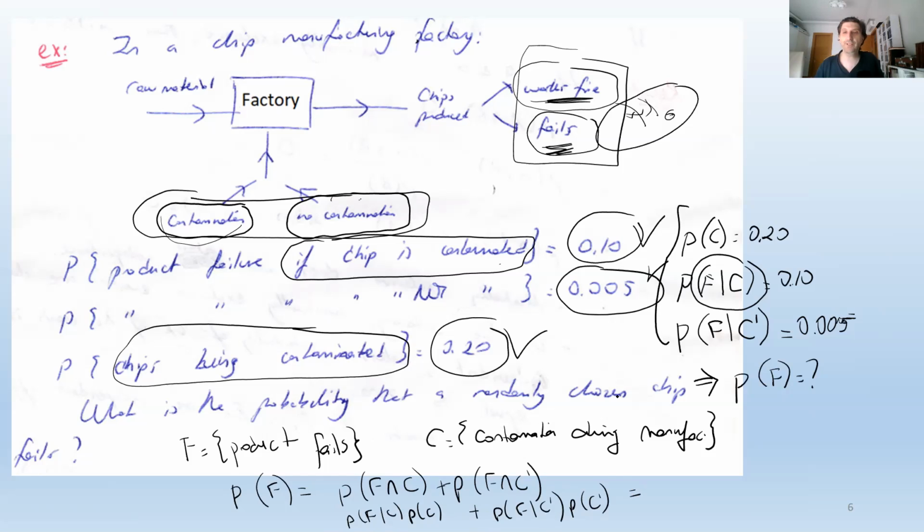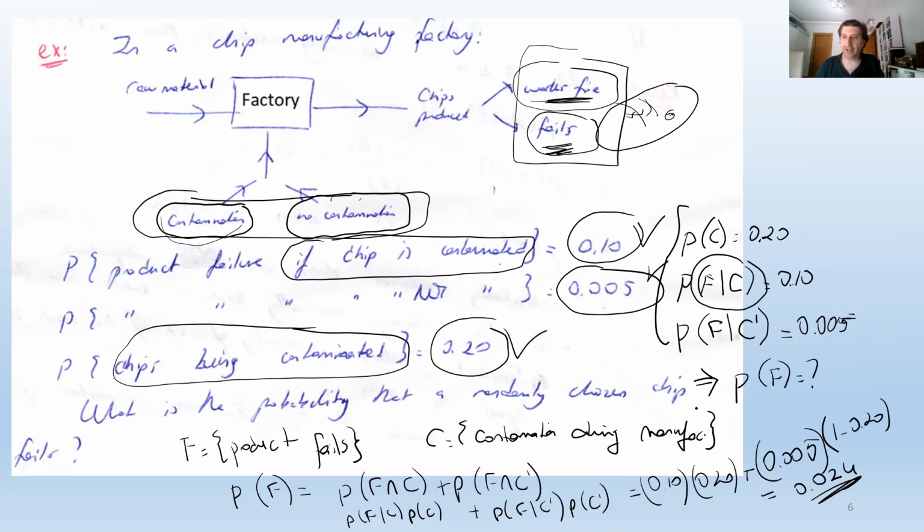This value is given, it's going to be 0.10 times probability of C, which is 0.20. Probability of F given C complement is 0.005. And probability of C complement is the total probability 1, so it's going to be 1 minus 0.20. And the result is going to be equal to 0.024.